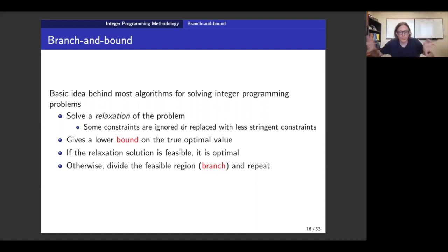Now I create two new subproblems and repeat that process recursively. The key thing is that every time I solve a relaxation, if the lower bound for that relaxation is already worse than some known feasible solution that I have, then I can prune it and not have to explore it anymore. That's the key way that the branch and bound process avoids complete enumeration.